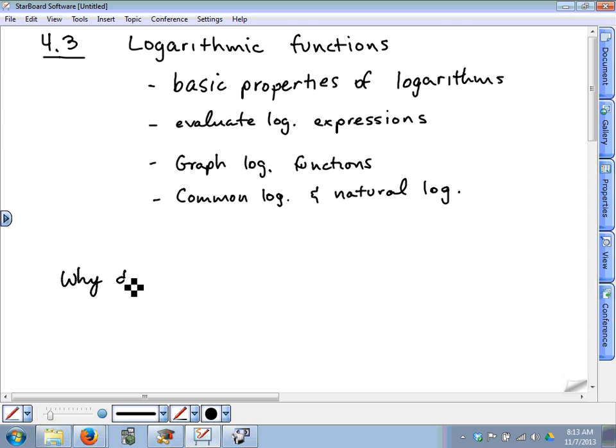Write this question down. Why do we even need logarithms? Are they just here to annoy you? Yes. Duck size and warn you. Let's go into that.